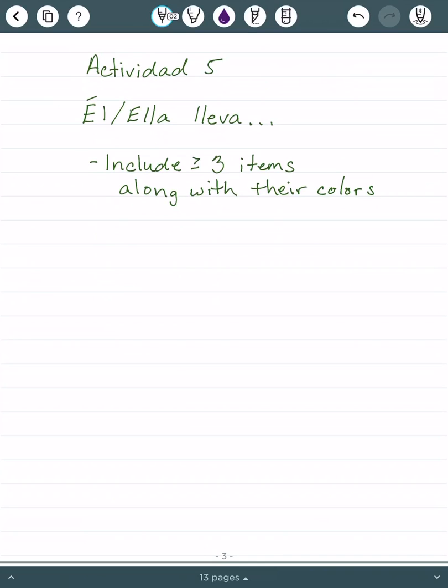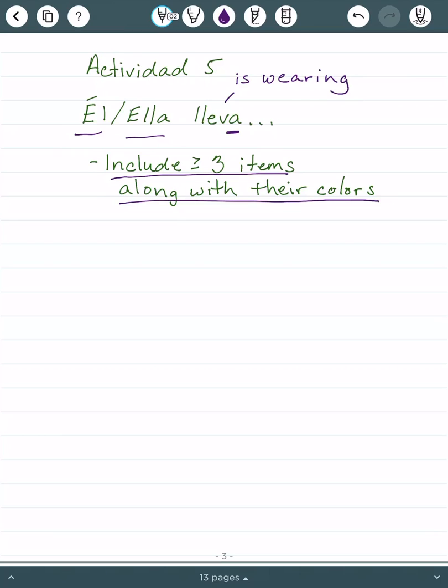But what you're supposed to do here is look at this picture, pick one person, and I want you to tell me what they're wearing. And I am adding the stipulation, include 3 items along with their colors. So for that one, you're going to start with either él or ella. Pick one. Don't tell me él and ella. It's got to either be he or she. Pick one. And then lleva means is wearing. So he is wearing or she is wearing. So you're going to include 3 items that they're wearing.